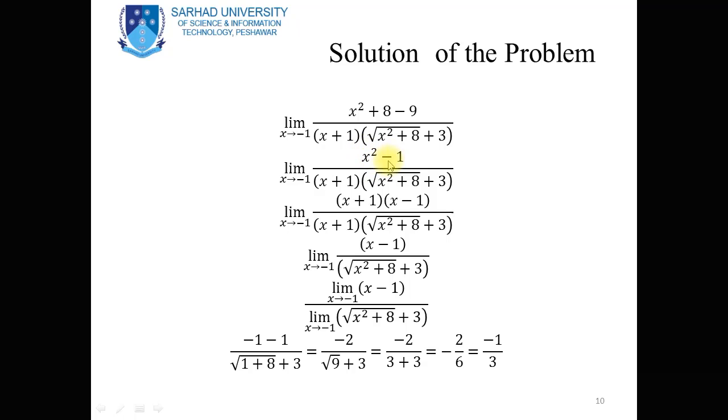Now you see over here, this is again the formula a square minus b square. We can write a plus b into a minus b. So x plus 1 into x minus 1 divided by x plus 1 into under root x square plus 8 plus 3. Now x plus 1 and x plus 1, these two terms cancel. Now we obtain limit x tends to minus 1 of x minus 1 divided by under root x square plus 8 plus 3.